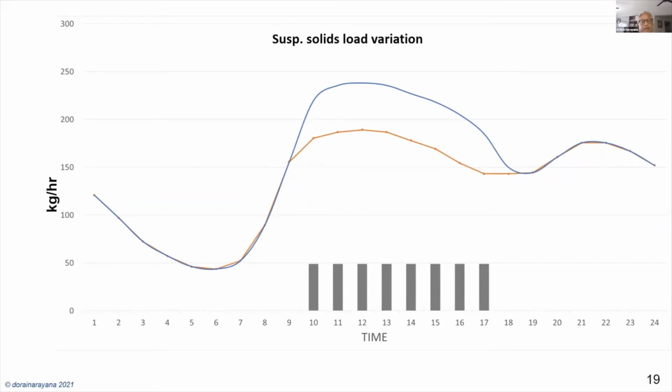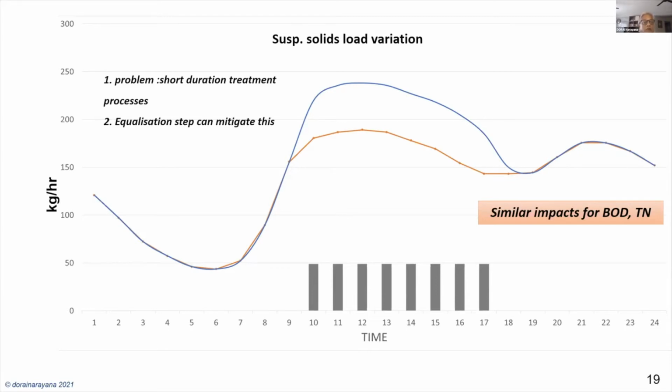But if you have a treatment process which has a long process time, for example, an extended aeration, it can go up to 18 hours or even more than that. So then the loads tend to even out over the day. But when you have something like an SBR, for example, which has a very short aeration time, the cycle times can be short. Then this kind of impact has to be checked, and the hourly peak may need to be checked, right? And similar patterns can be seen for BOD loading as well as nitrogen. So this is a problem for short duration, and maybe with an equalization step or a balancing tank, this could be mitigated.